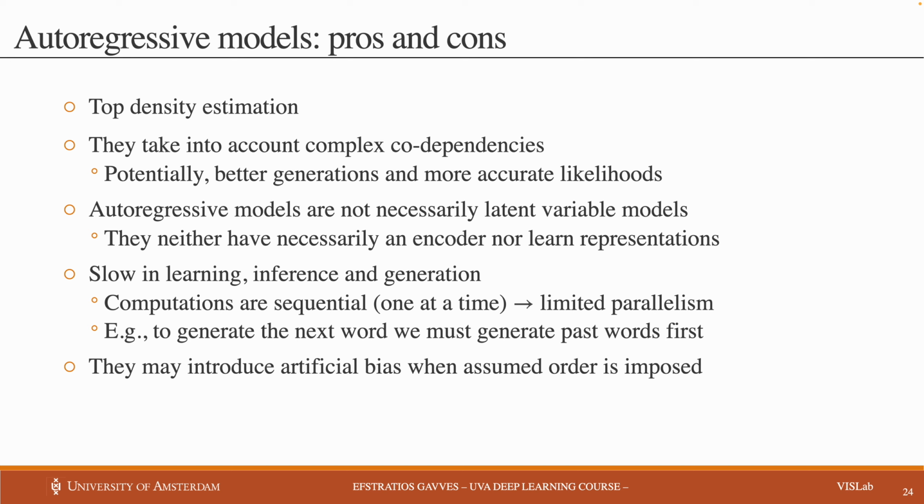They are not necessarily latent variable models, so in their pure case, unless you have the semantic label, some additional variable that corresponds to semantic labels, you're not going to have controllable generation like that. They don't have an encoder per se. They're also slow in learning, inference, and generation because computations are sequential, and you might have artificial bias because of the order you assume in your data if it is not a natural order.